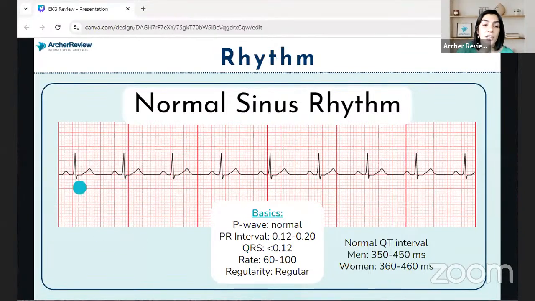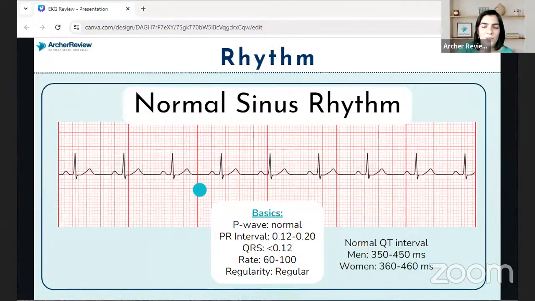Then you want to look at your QRS complex. Is it narrow or wide? So narrow means less than 0.12, less than 3 boxes. So you're going to look at each QRS complex, or is it wide? Is it more than 3 boxes? That should tell you that it's a ventricular arrhythmia. And then we talked about that rate, and so it's regular.